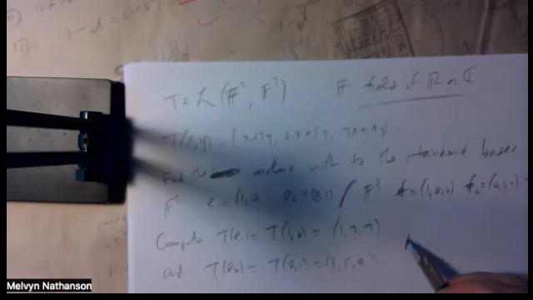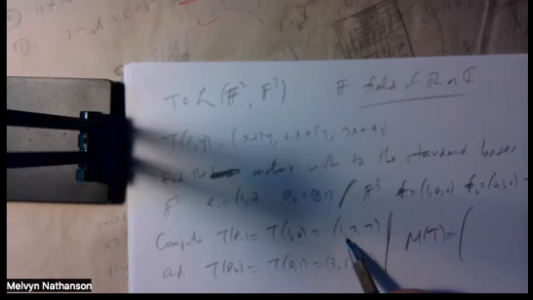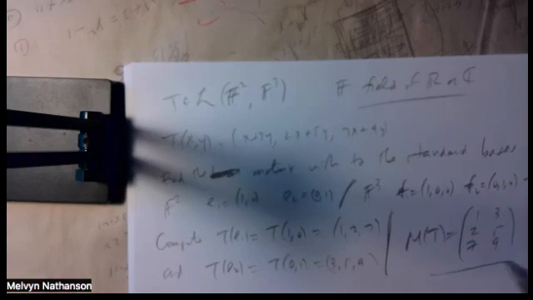So the matrix M of T: this is the first column, 1, 2, 7, and this is the second column, 3, 5, 9. So this is the matrix for this linear map. Let's take another example.